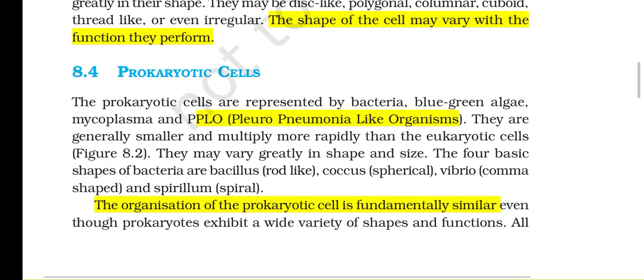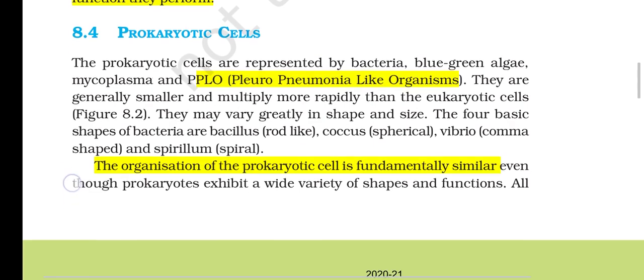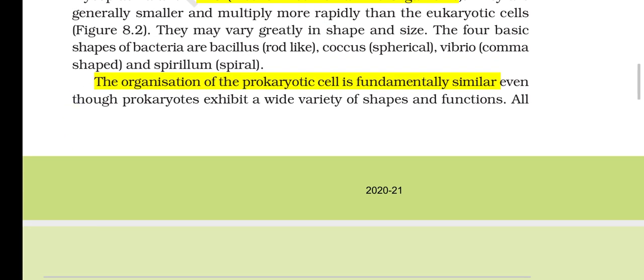8.4 Prokaryotic cells. The prokaryotic cells are represented by bacteria, blue-green algae, mycoplasma, and PPLO, pleuropneumonia-like organisms. They are generally smaller and multiply more rapidly than the eukaryotic cells. They may vary greatly in shape and size. The four basic shapes of bacteria are bacillus, rod-like; coccus, spherical; vibrio, comma-shaped; and spirillum, spiral. The organization of the prokaryotic cell is fundamentally similar even though prokaryotes exhibit a wide variety of shapes and functions.